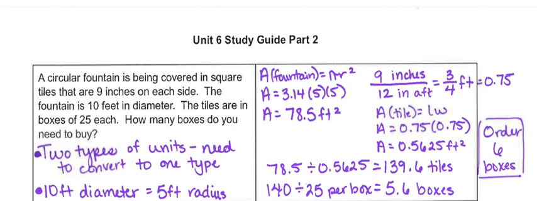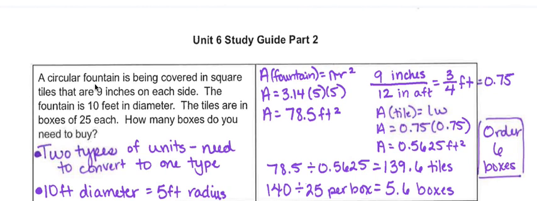I will be available. Okay, so a circular fountain is being covered in square tiles that are 9 inches on each side. The fountain is 10 feet in diameter. The tiles are in boxes of 25 each. How many boxes do you need to buy? Now this is easily the most difficult problem on this test.